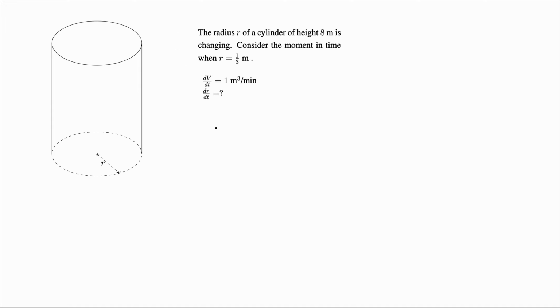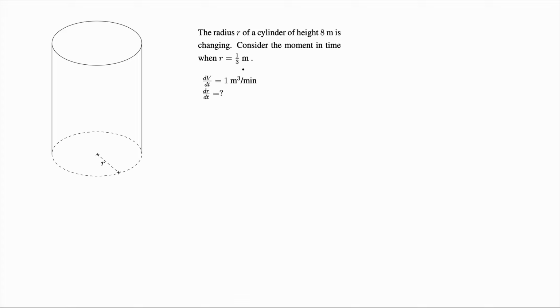Okay, suppose that we have a cylinder and its volume is increasing. It's increasing because the radius is increasing. We want to know how fast the radius is increasing at a particular moment in time when the volume itself is increasing at a rate of 1 cubic meter per minute. So how many meters is the radius increasing per minute instantaneously at this particular moment in time?